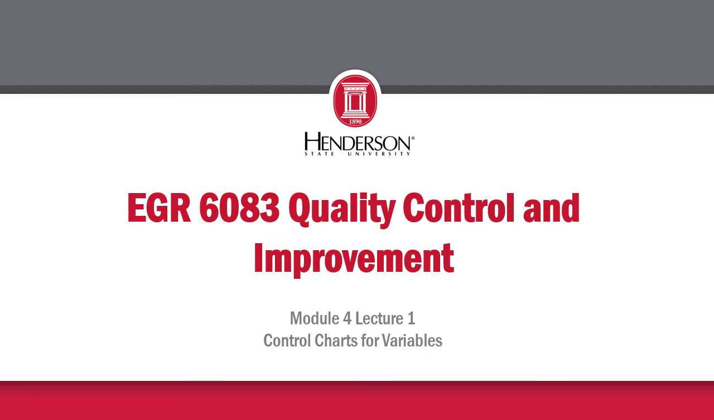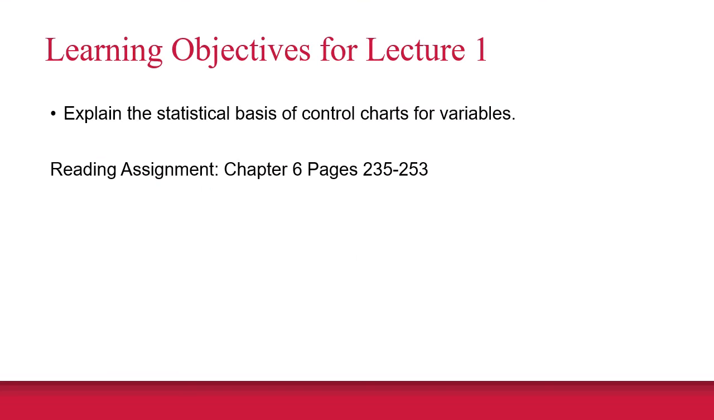Quality Control Improvement, Module 4, Lecture 1, Control Charts for Variables. In this lecture, I explain the statistical basis for control charts for variables. The reading assignment is Chapter 6 in the Montgomery book, pages 235 to 253.